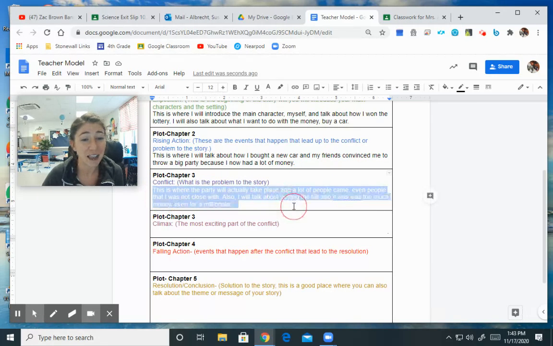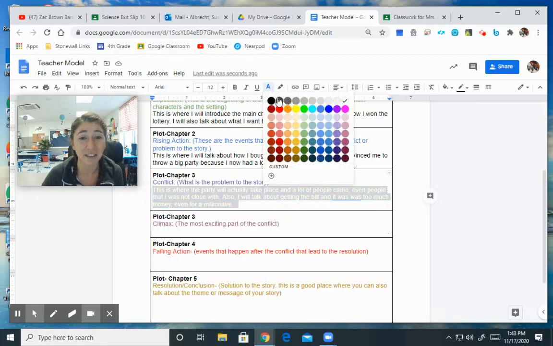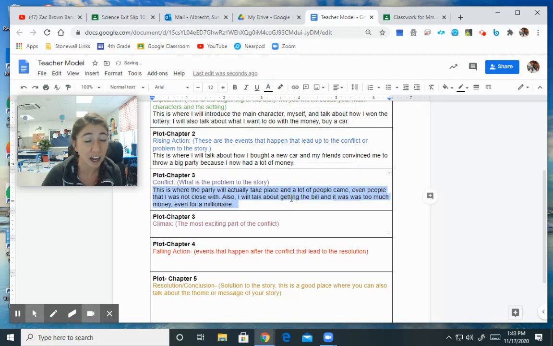Once I had the party, and that's all great and dandy, and a lot of people came, even people who I wasn't even close friends with, they came. They kind of took advantage of the fact that I was throwing this party. And I get the bill, and it was way too much. Even for a millionaire, it was a lot of zeros. So that's my problem. Your problem, of course, might be different. Hopefully it's different. It's a different prompt.